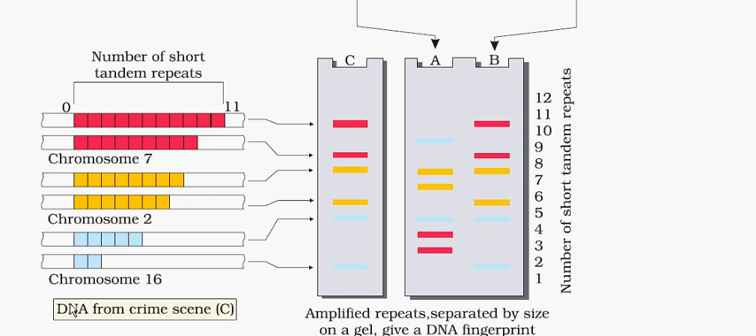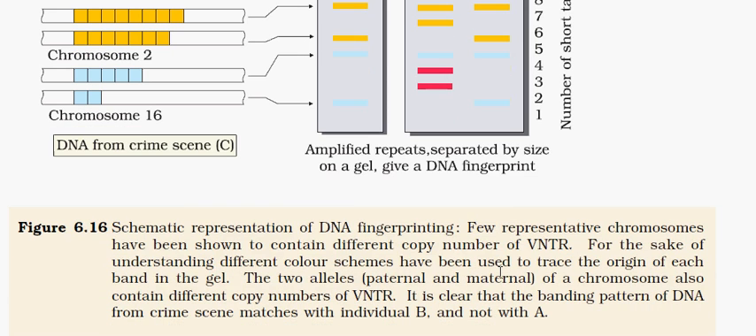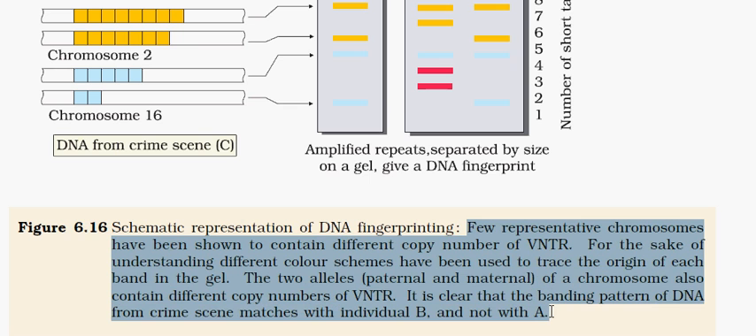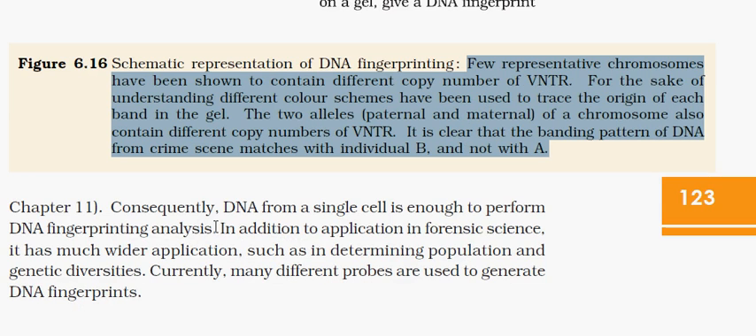Individual. So here also we can see that a few representative chromosomes have been shown in this image, and different colors are used, and it is clear that the banding pattern of DNA from the crime scene matches with individual B, not with individual A. And DNA obtained from a single cell is enough to perform this analysis, that is DNA fingerprinting. Also, application in forensic science helps us. Now at present many different probes are used to generate DNA fingerprints.